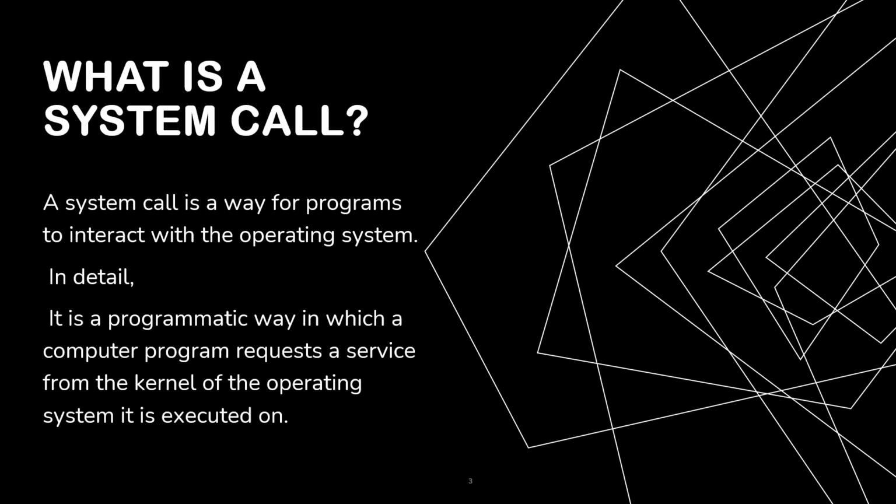What is a system call? A system call is a way for programs to interact with the operating system. In detail, it is a programmatic way in which a computer program requests a service from the kernel of the operating system it is executed on.